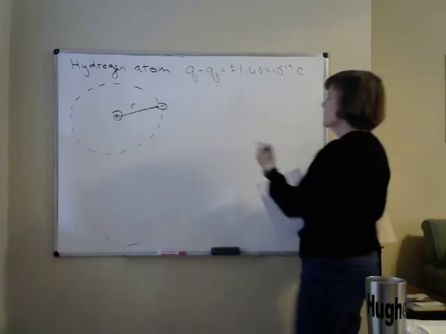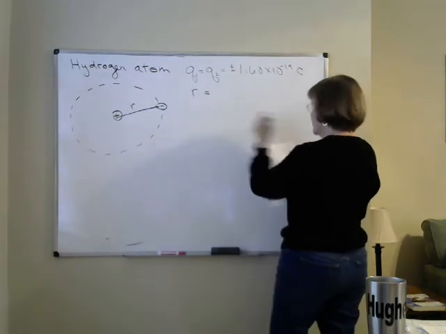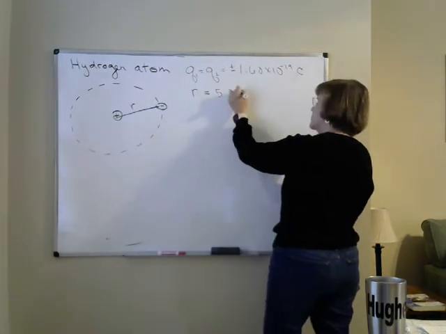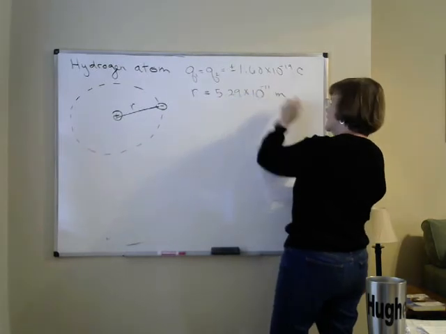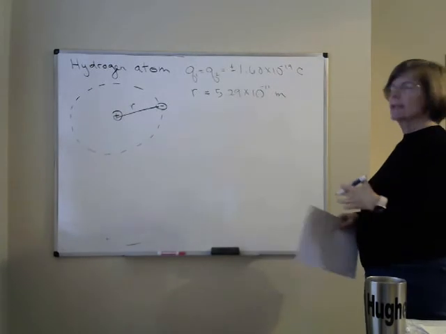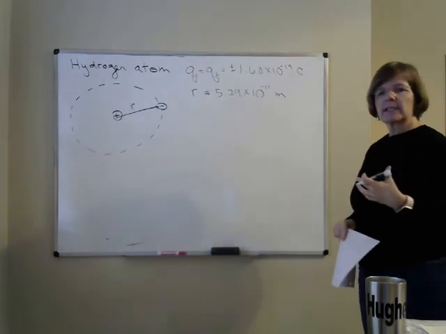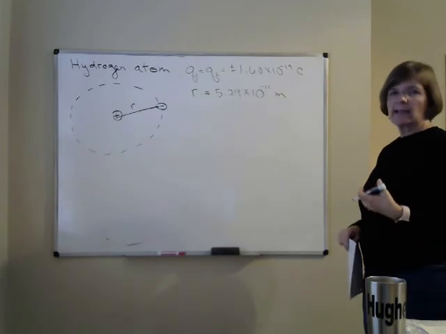They're separated by what we call in the Bohr model the radius of 5.29 times 10 to the negative 11 meters. Let's look at two things. Let's look at what the gravitational attraction is between those, and let's look at the electrostatic attraction between them.